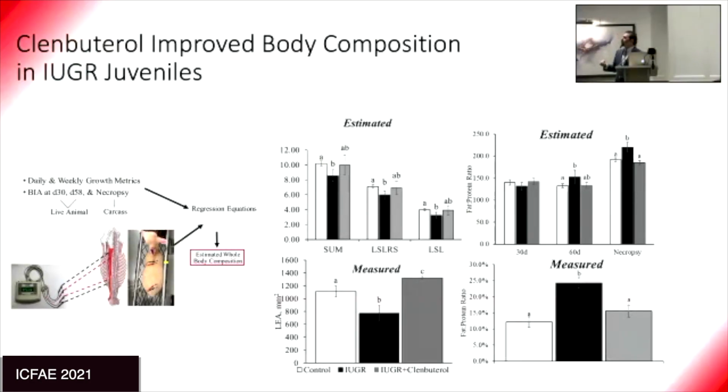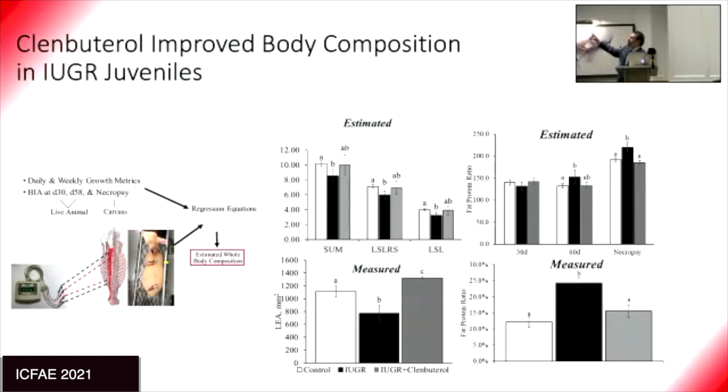And in that top square, those are the estimations of muscle weight. So the sum is all the muscle in the body. That's the loin, sirloin, leg, rack, strip, I think, and then the loin, sirloin, and leg. It doesn't matter. Basically, throughout this, it's saying that muscle mass is reduced in those IUGR-born juveniles, and it's recovered by the clenbuterol treatment. And then at necropsy, when we actually measured loin eye area, it showed the same story. Reduced in the IUGR-born lambs, but recovered when we treated them with clenbuterol.